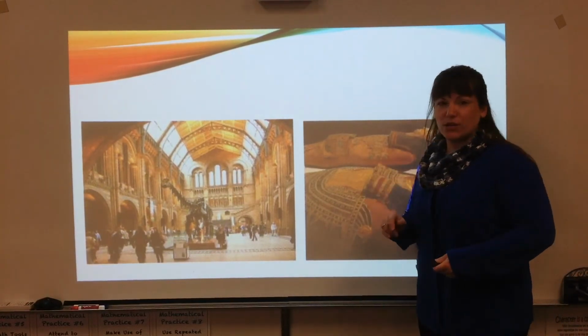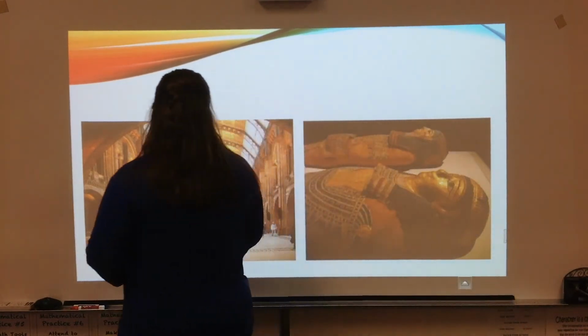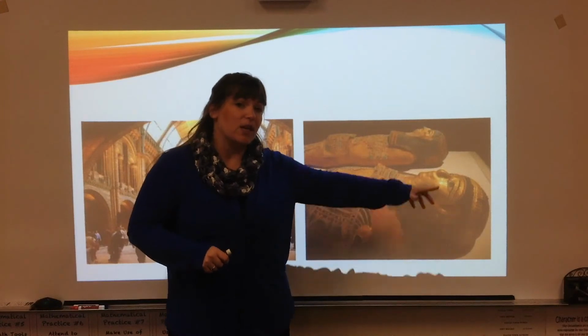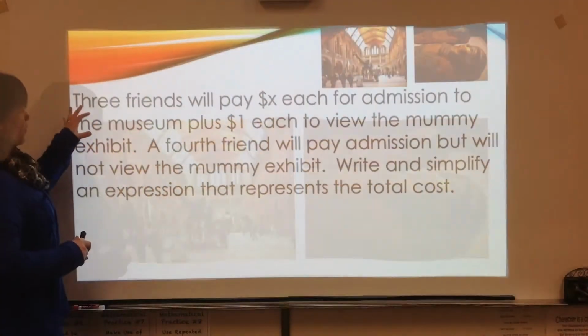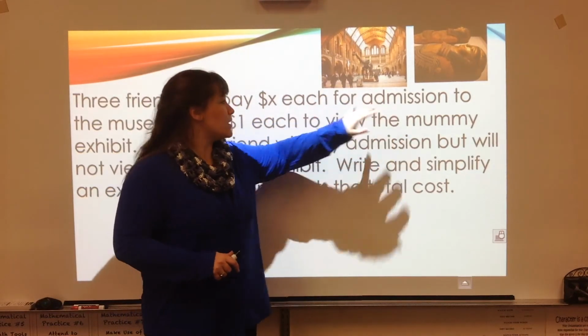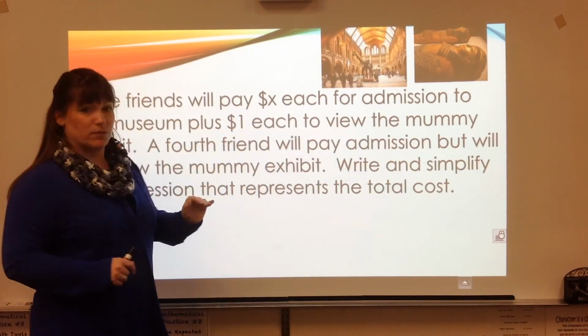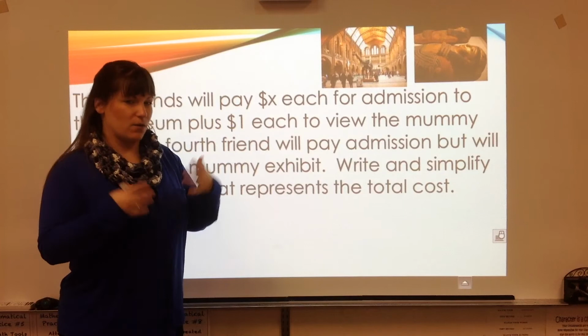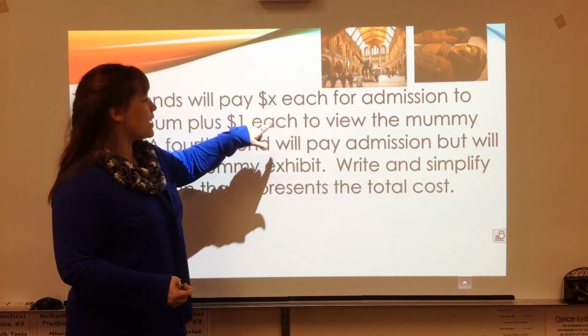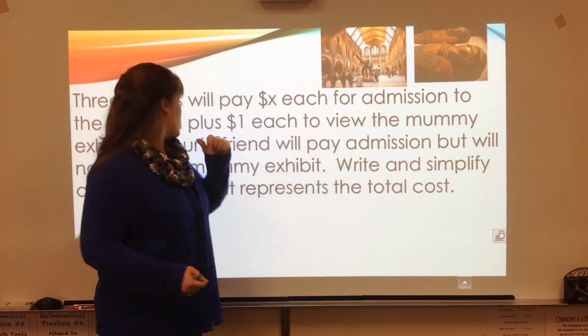So in this situation, we're going to be at a museum. You're going to have to pay to get in, but if you want to go to a special exhibit, you have to pay extra. So 3 friends will pay X for each admission to the museum. So to get in, you have to pay something. We don't know what it is. We're going to call it X. Plus $1 each to view the mummy exhibit.